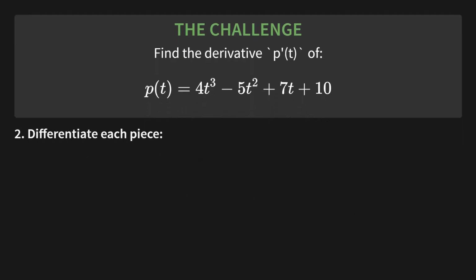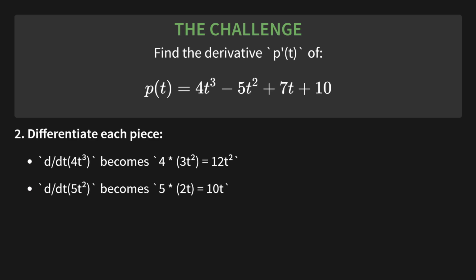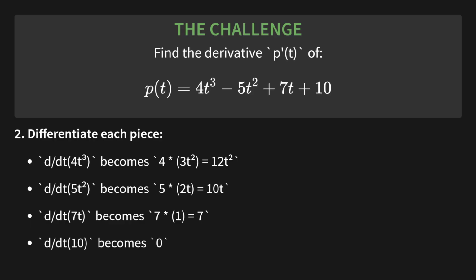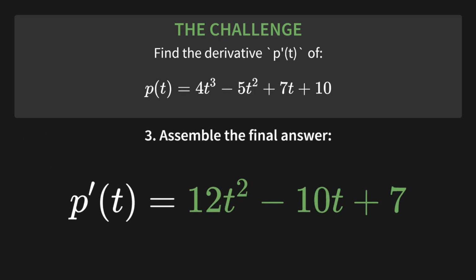Step 2, let's differentiate each piece. The derivative of 4t cubed becomes 4 times 3t squared, which is 12t squared. The derivative of 5t squared becomes 5 times 2t, which is 10t. The derivative of 7t becomes 7 times 1, which is just 7. And the derivative of the constant, 10, is 0. So, step 3, assemble the final answer. P prime of t equals 12t squared minus 10t plus 7.